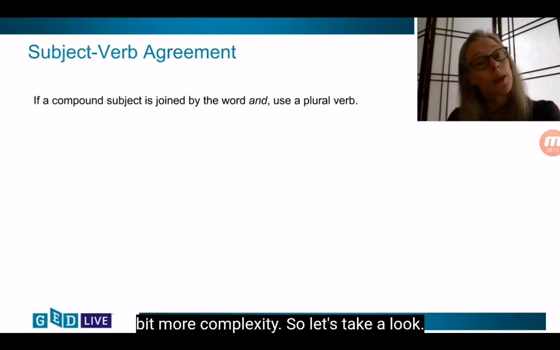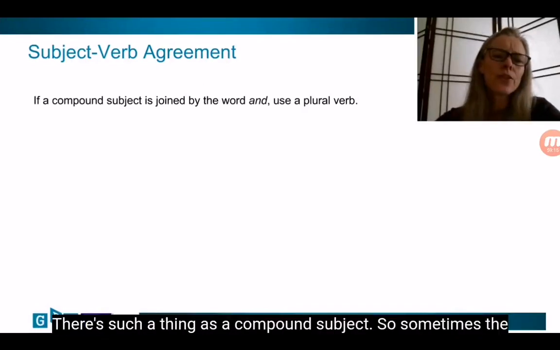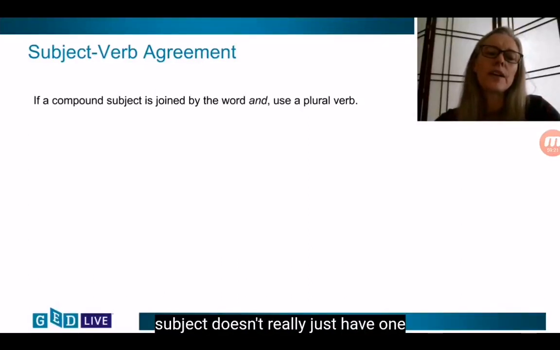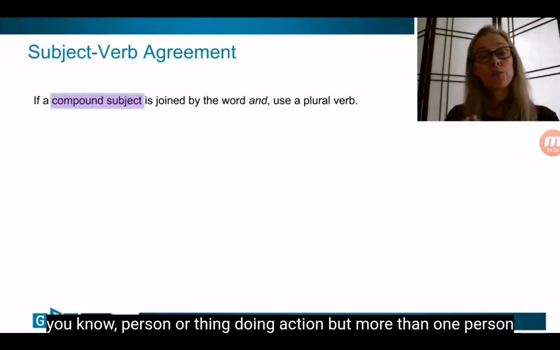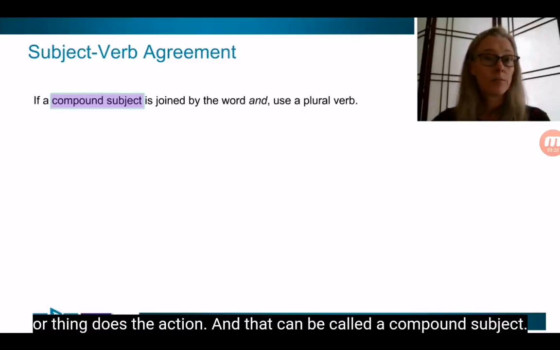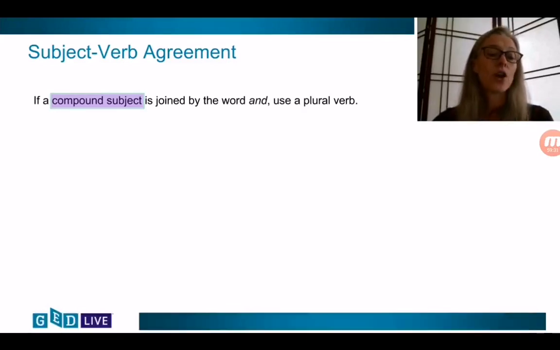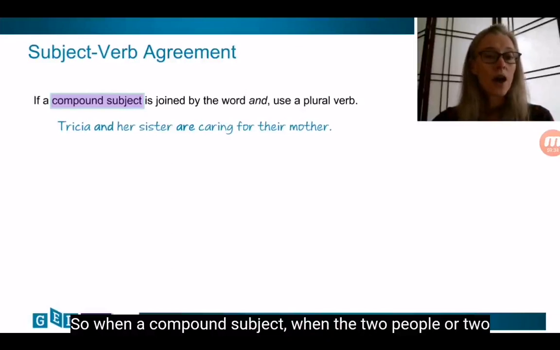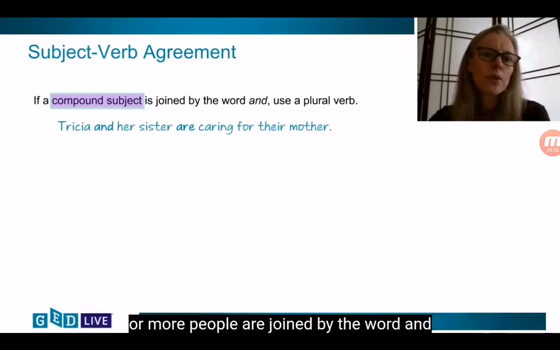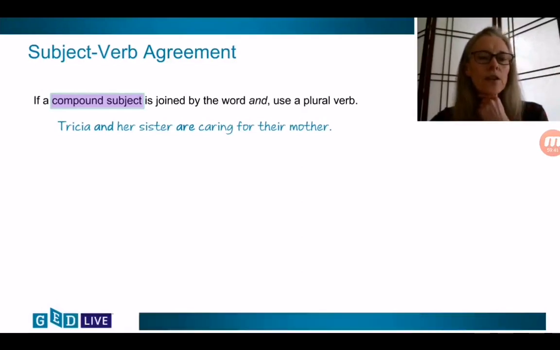Now, this can get into a little bit more complexity. So let's take a look. There's such a thing as a compound subject. Sometimes a sentence doesn't really just have one person or thing doing the action, but more than one person or thing does the action, and that can be called a compound subject. When two or more people are joined by the word "and," that makes it plural. So Tricia and her sister are caring for their mother.